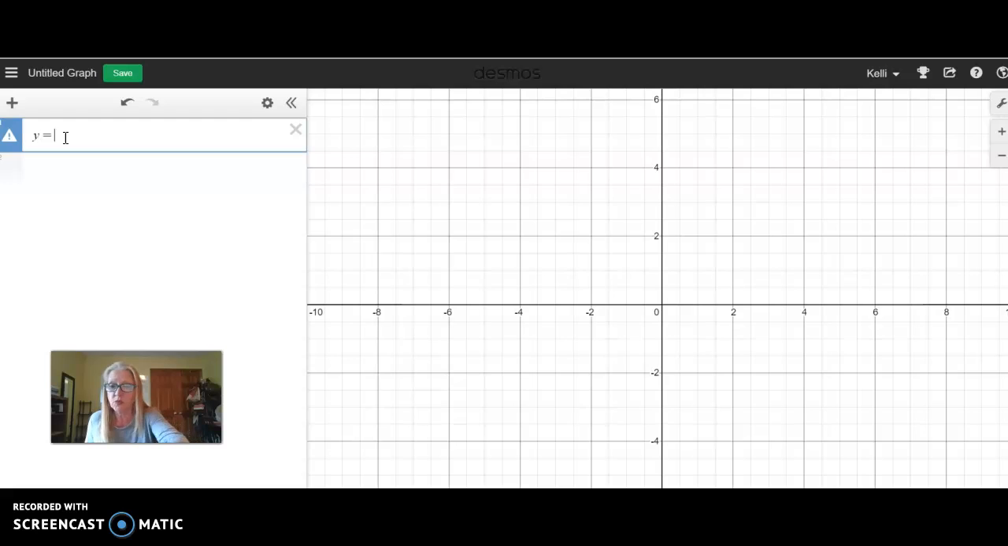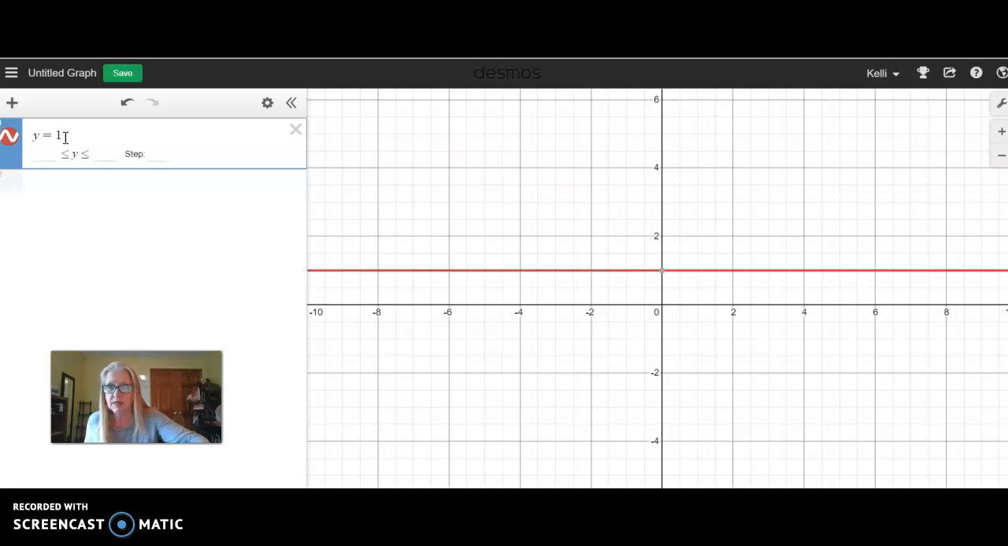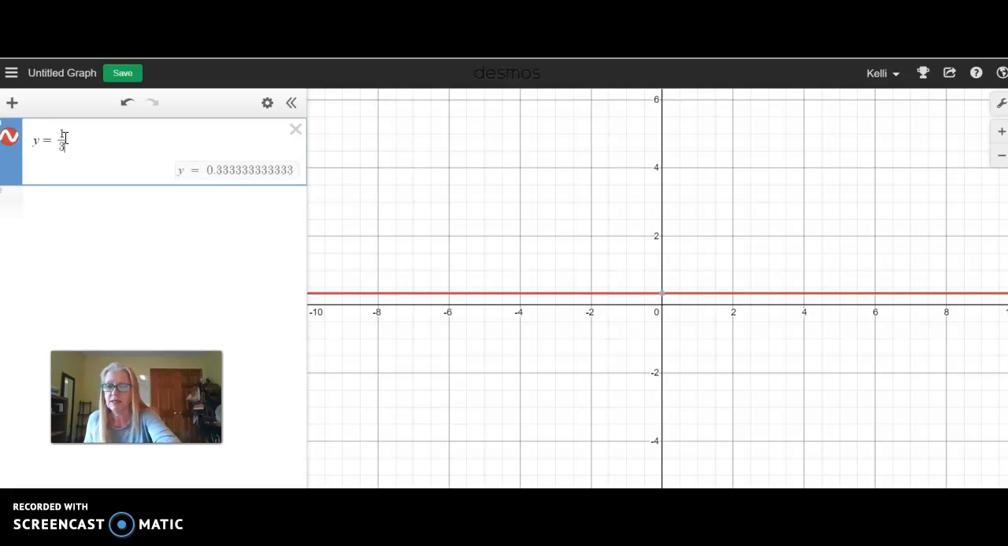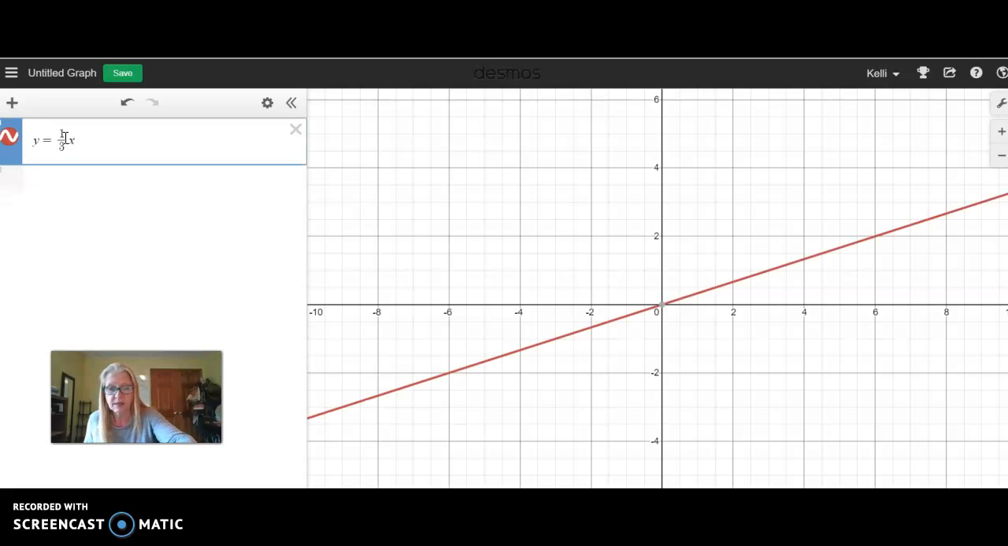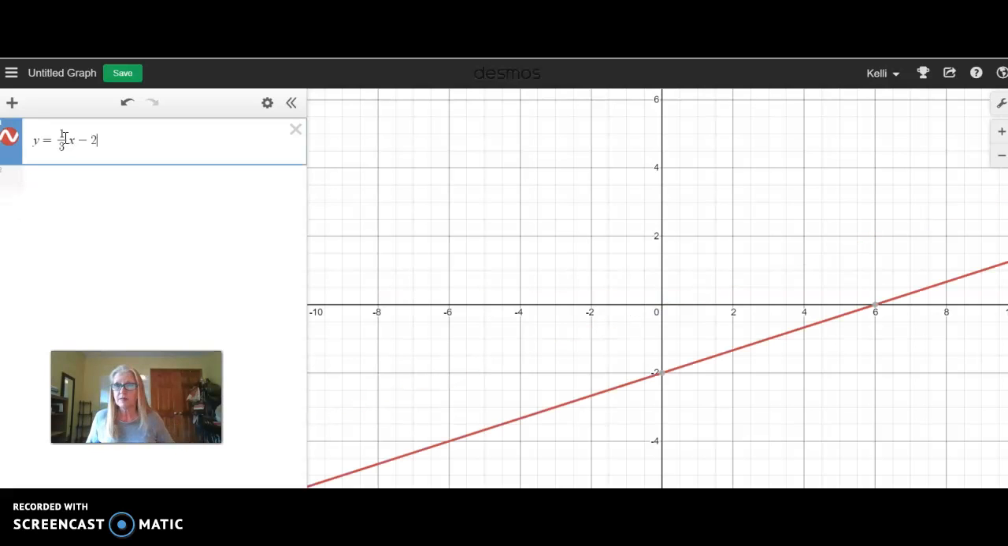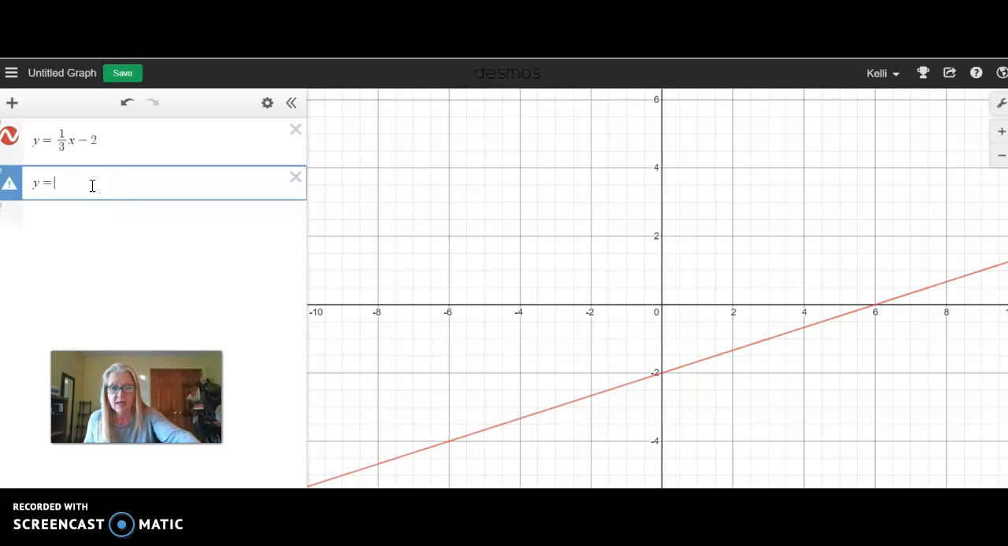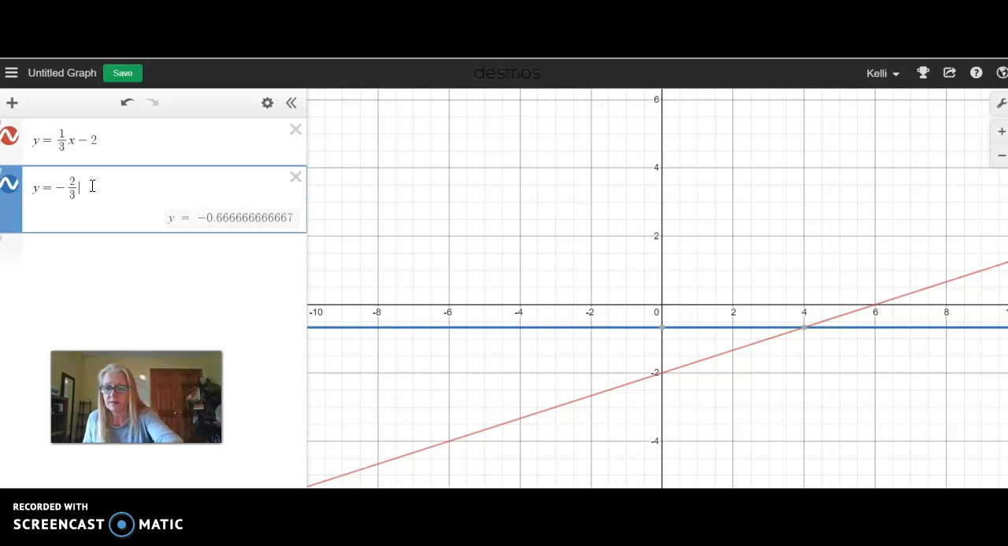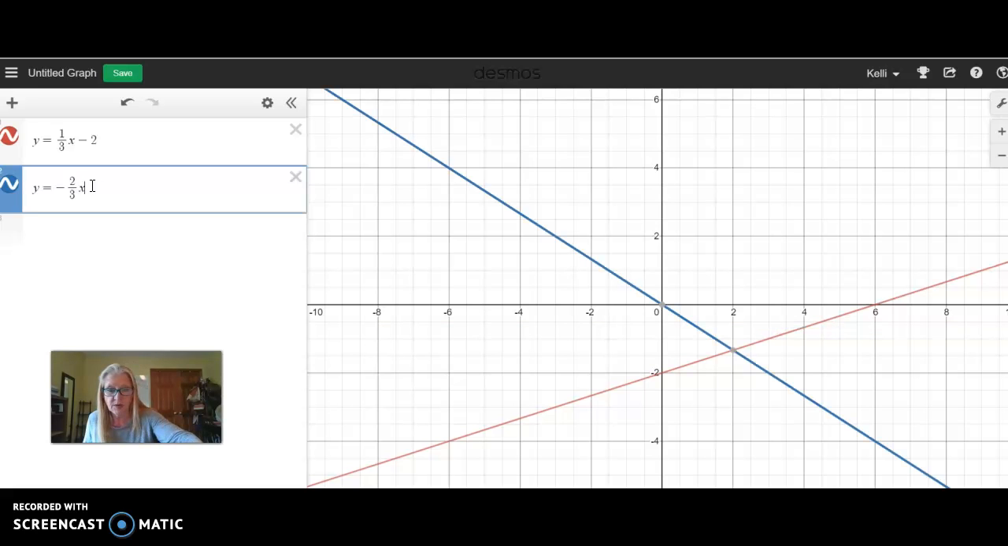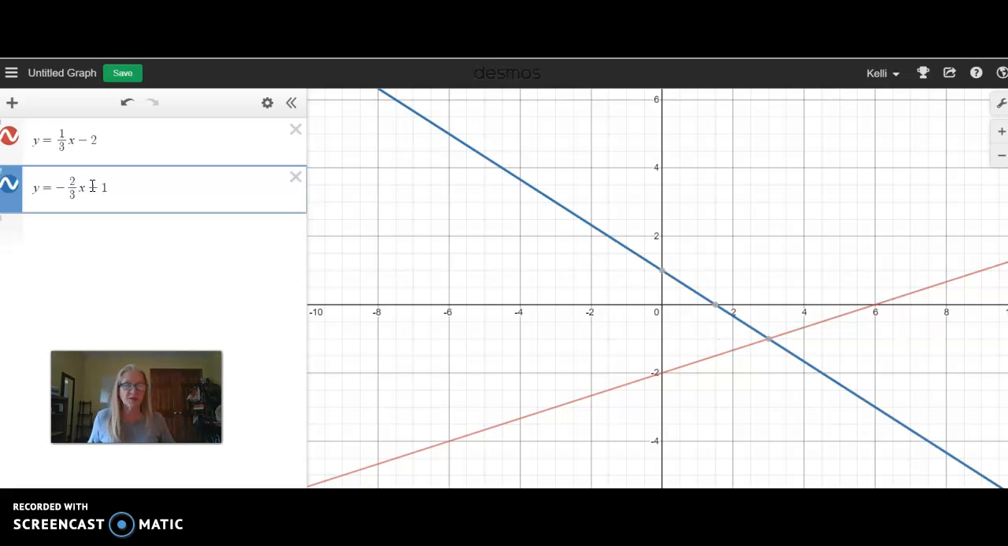All right, so I want to put in 1/3. So I'm going to do 1 and then I'm going to do the slash and the 3. Desmos gets that that's a fraction. Tab over, type in the x minus 2. Now we want to add an equation. The second equation is y equals negative 2/3 x plus 1. Desmos graphs them for you. Bring your cursor on over here, hover over that intersection, and the solution to this system is 3, negative 1.